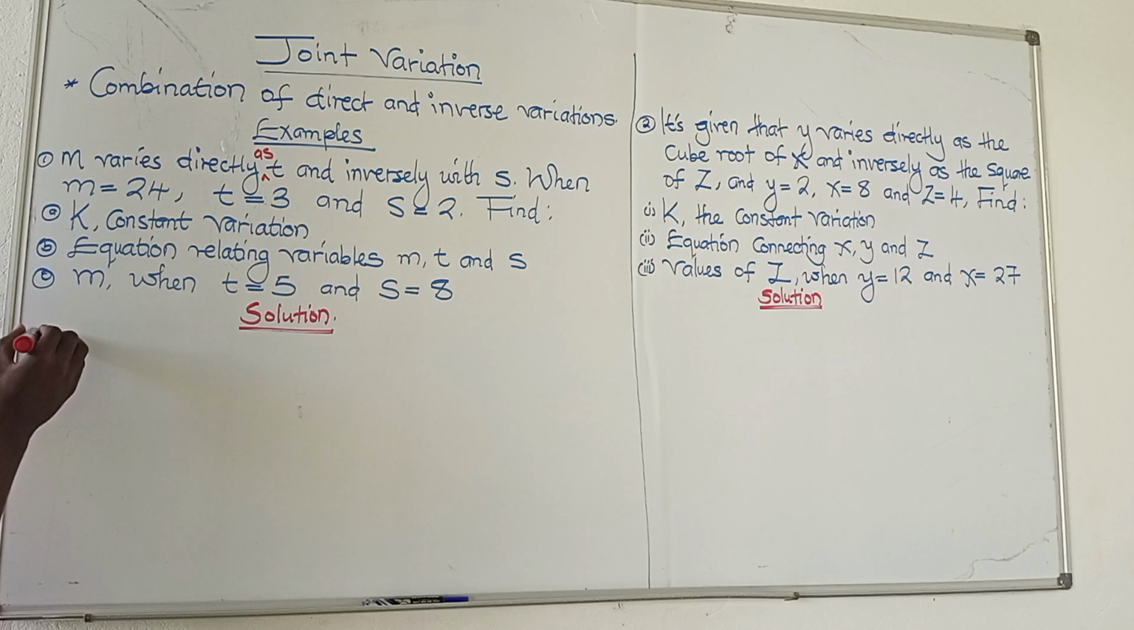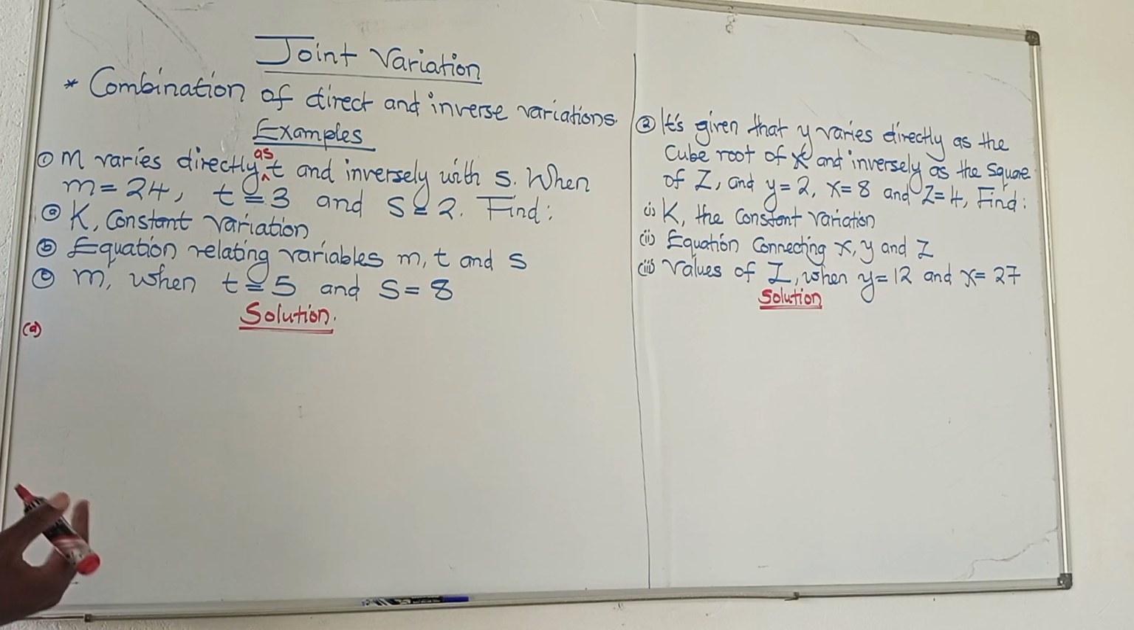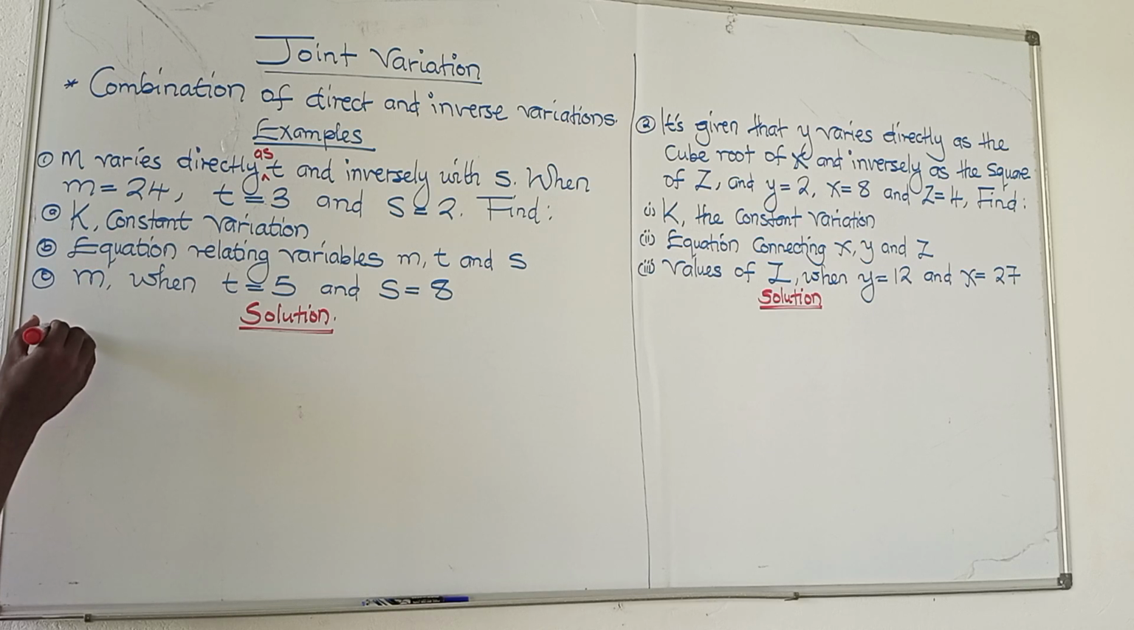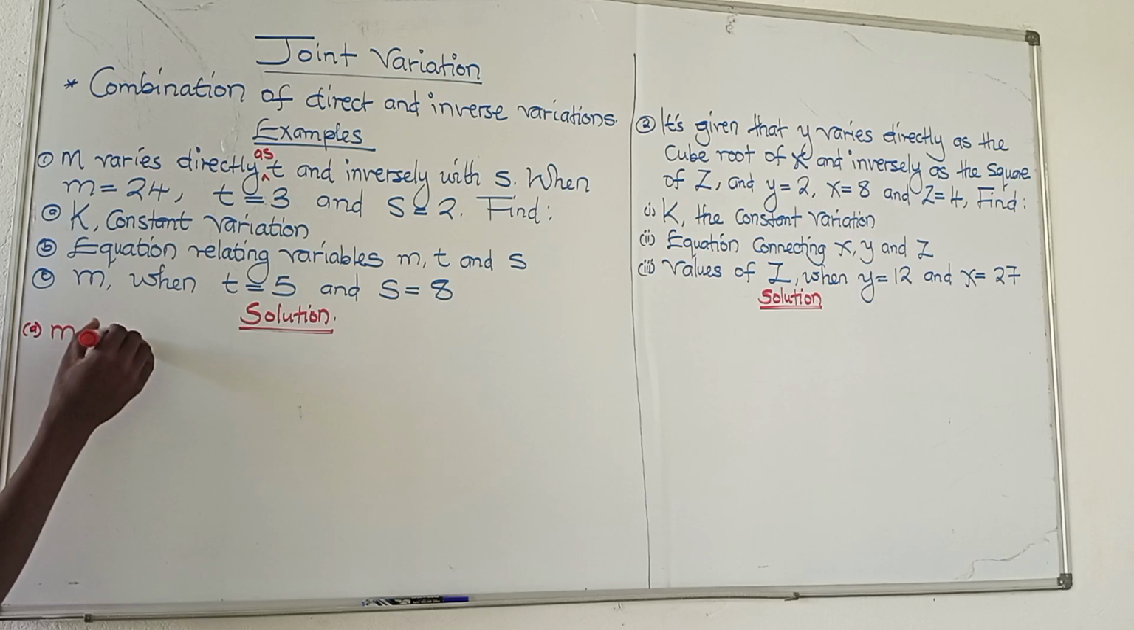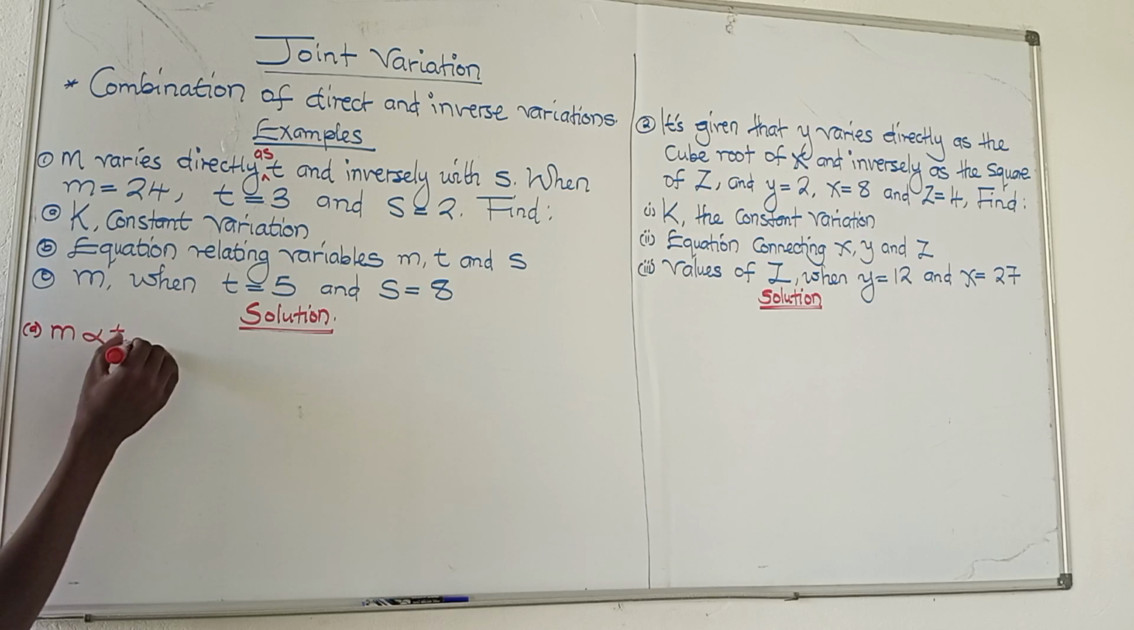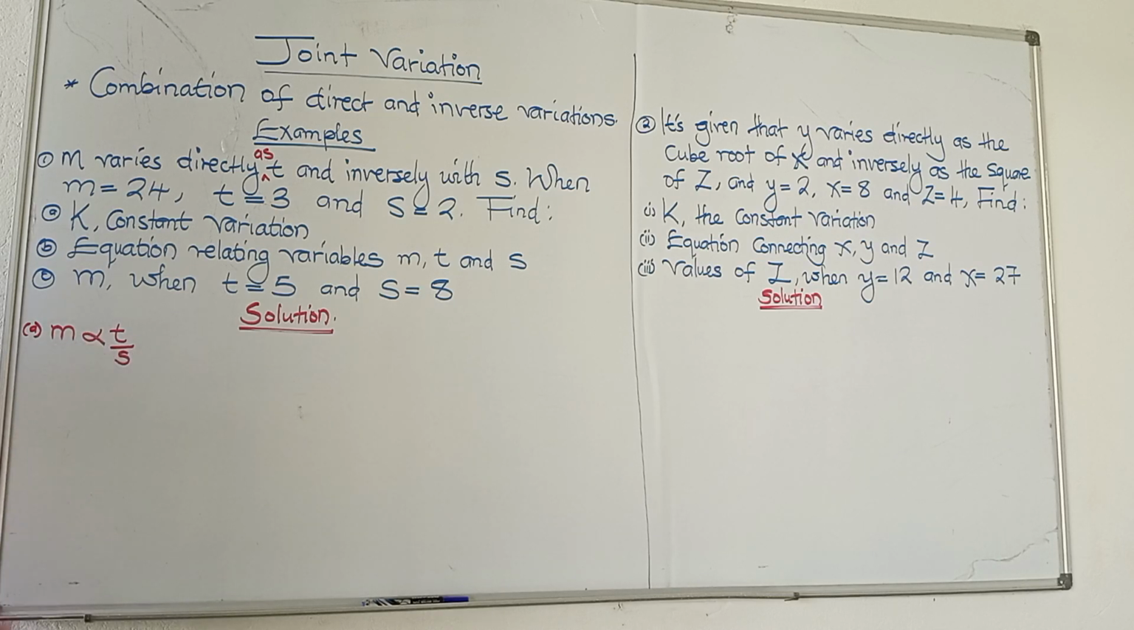So let's go to number one, part A. We want to find K, the constant of variation. Therefore, we are going to formulate the equation. In the question, they are saying M varies directly as T, and inversely with S. We learned that when it's inversely, it becomes a fraction after the symbol. The next step is to replace the symbol with equals K, and then it will be T over S. So we'll have something like that.